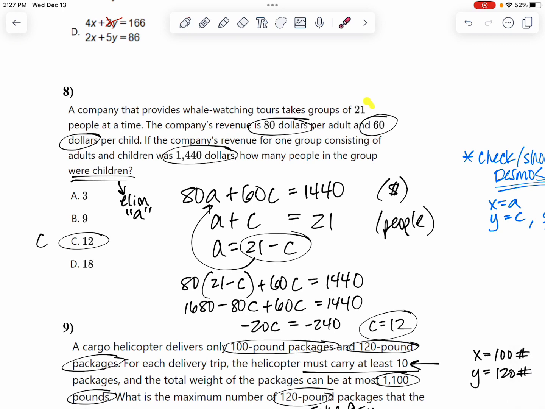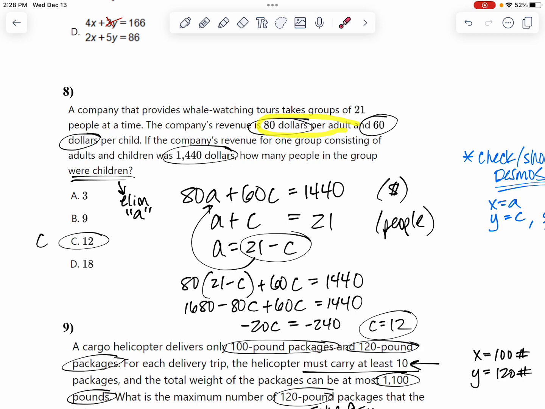They're taking groups of 21 people at a time, and it looks like they're taking adults and children. This is a really common set up a system of equations problem. But their revenue is $80 per adult and $60 per child. So notice how I'm already writing my first equation as I'm reading this, and I'm circling keywords in the sentence also to remind me.